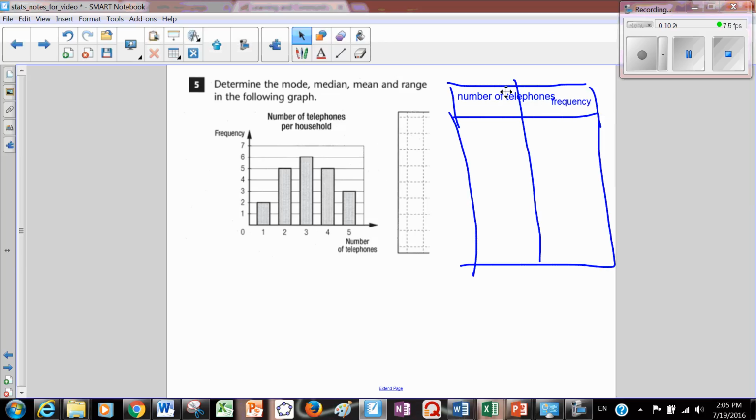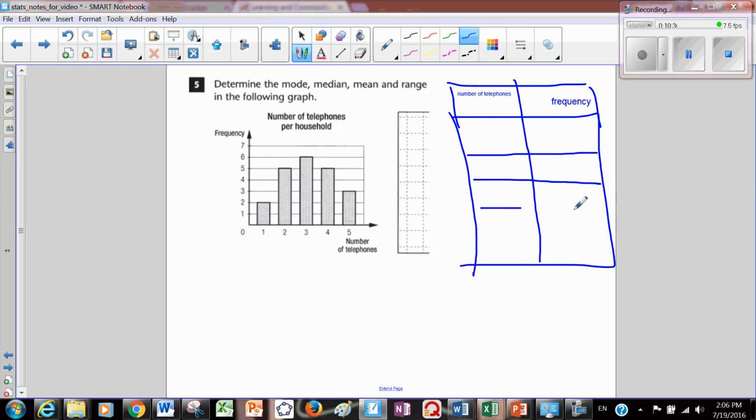Okay, and then you can fill the table with this. So we have 5, so 1, 2, 3, 4, 5. If people have one telephone, there's 2 people here. If they have 2 telephones, I'm looking at the number of telephones, and then after I'm looking at the frequency. 2 telephones is 5, 3 telephones is 6, 4 telephones is 5, and 5 telephones is 3.